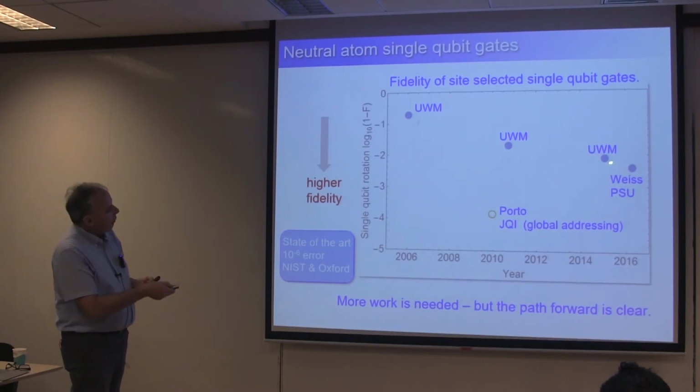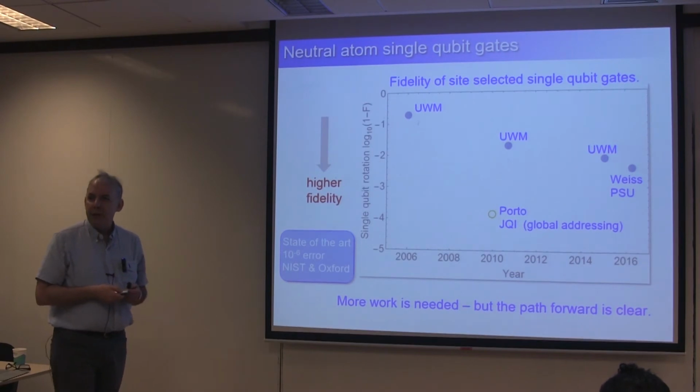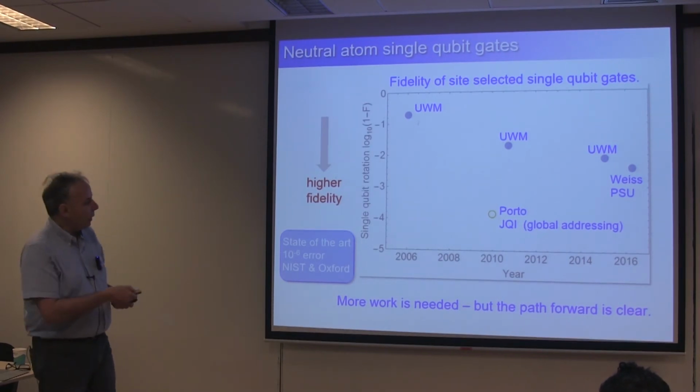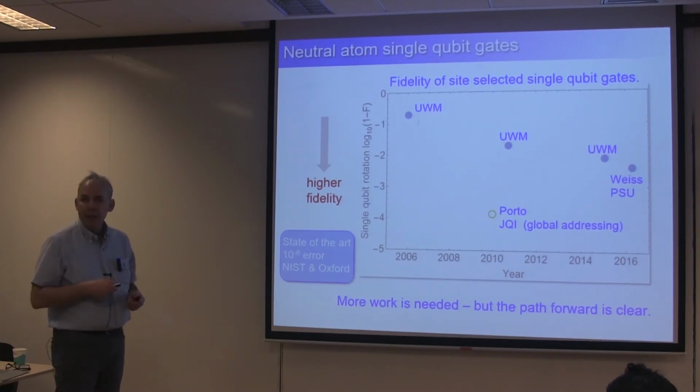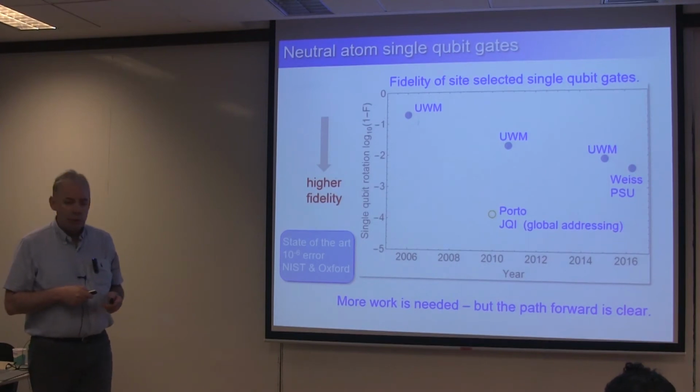So what's the current status with these single qubit operations? This is kind of our progress in the last few years. This is a global addressing result from the Porto group. Dave Weiss has now done this in 3D, a little bit better than us. So there's been good progress. More work is needed, but this is not the thing that keeps us up at night. We're confident that we can further improve these single qubit operations to get close to the sort of state-of-the-art 10 to the minus 6 error that's been demonstrated with trapped ions.